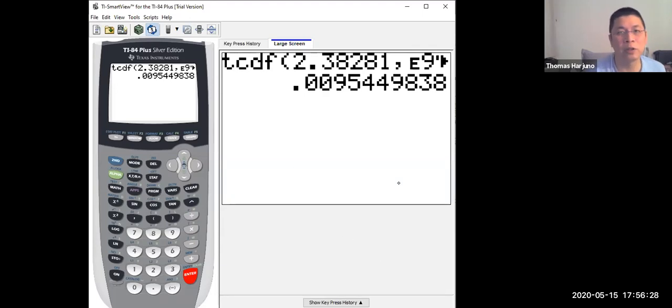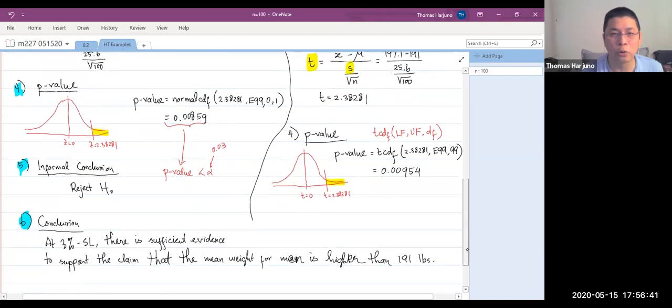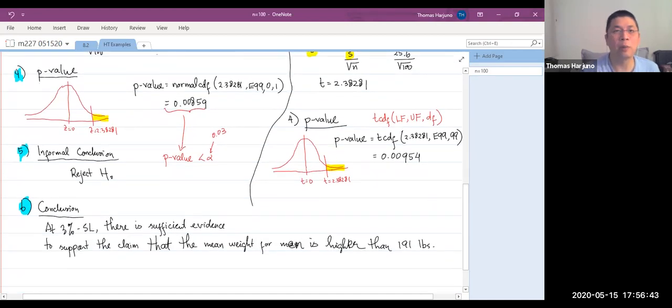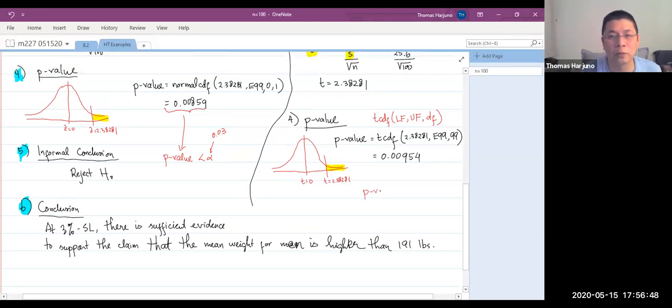0.00954. And you notice that we still come up with the same informal conclusion, that the p-value is less than alpha, in this case. That's usually the case, by the way. Therefore, my step 5 will be the same. Informal conclusion.